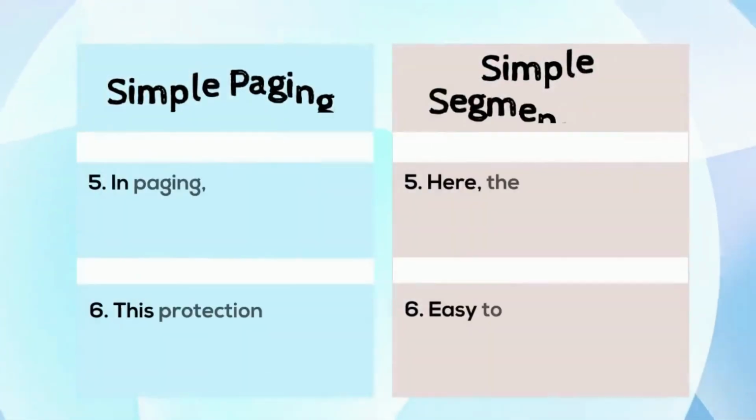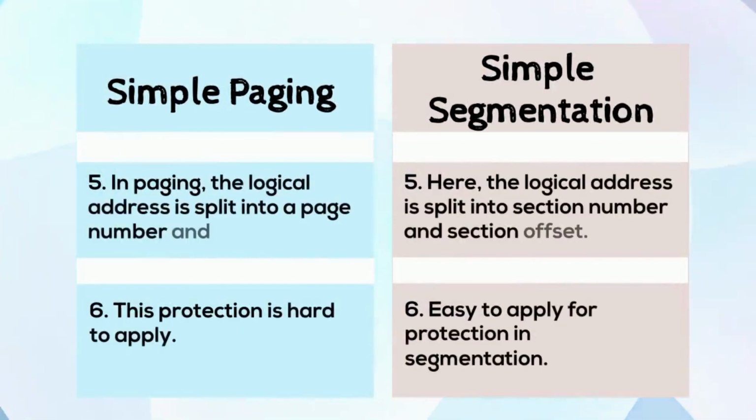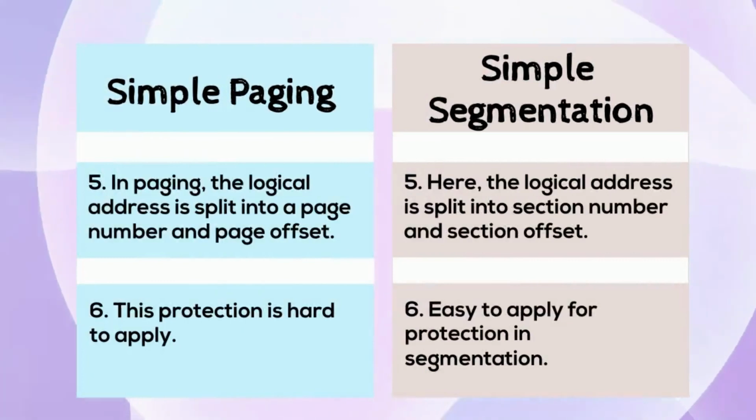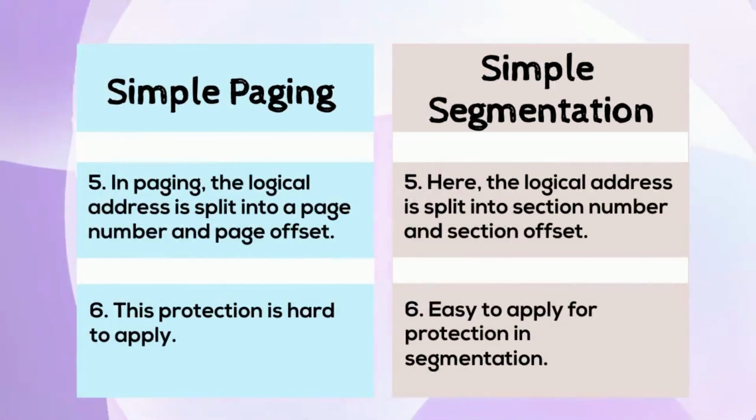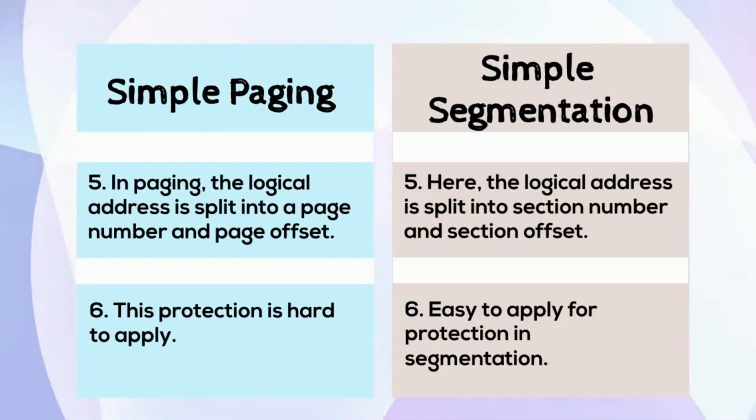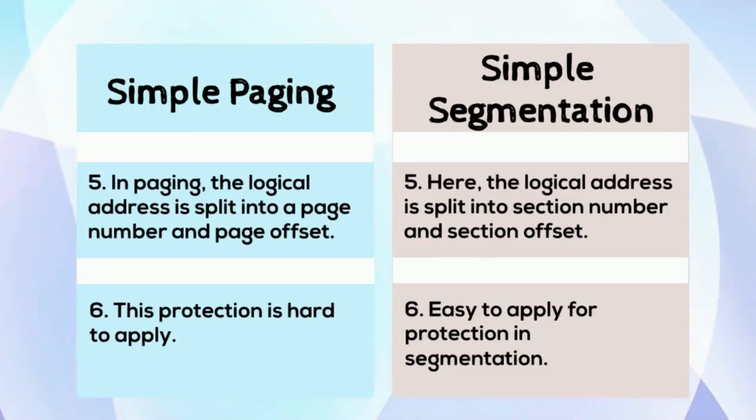In paging, the logical address is split into a page number and page offset, while in segmentation the logical address is split into section number and section offset. Then protection is hard to apply in paging while easy in segmentation.